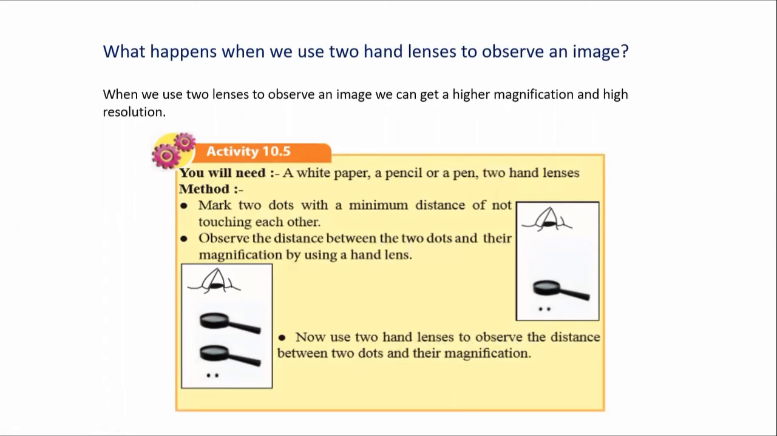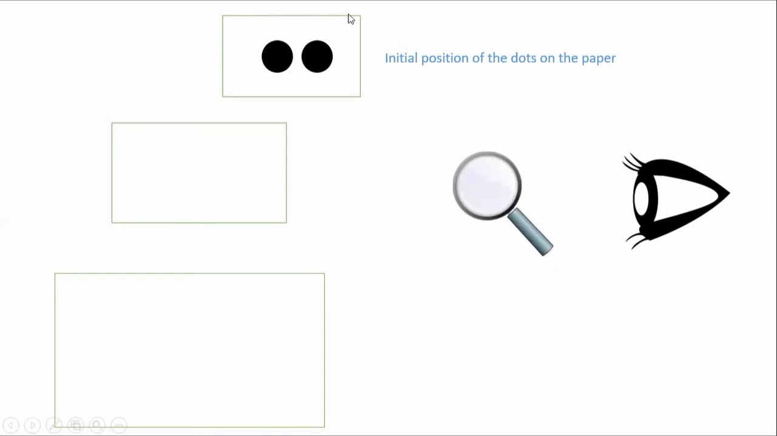If you have a hand lens at your home, you can actually conduct this experiment and see the results. But if you don't, this is what will happen. Here, we have the initial position of the dots on the paper. When you observe this initial position with one hand lens, this would be the resulting image. As you can see, the dots are bigger and the distance between the dots is also bigger.